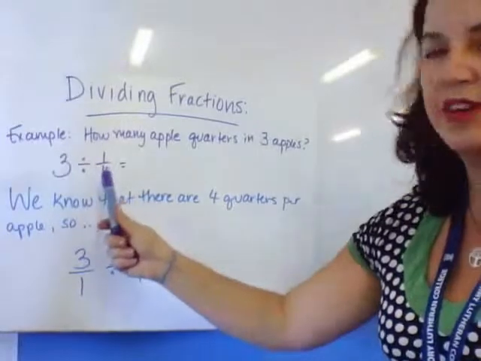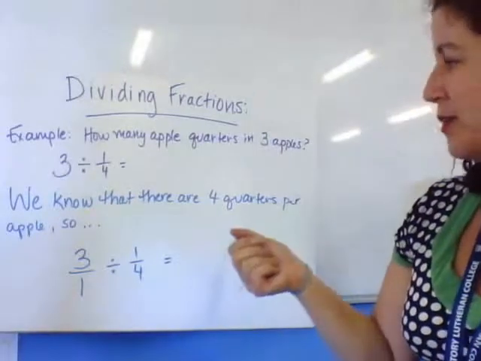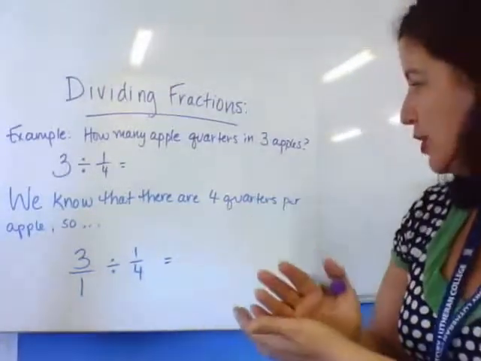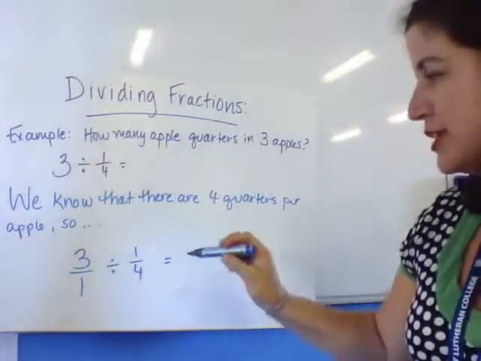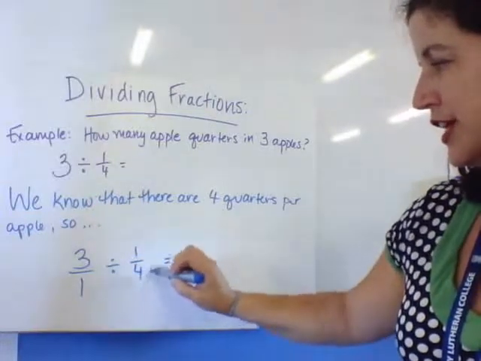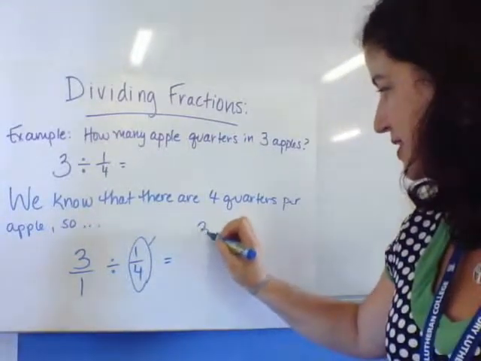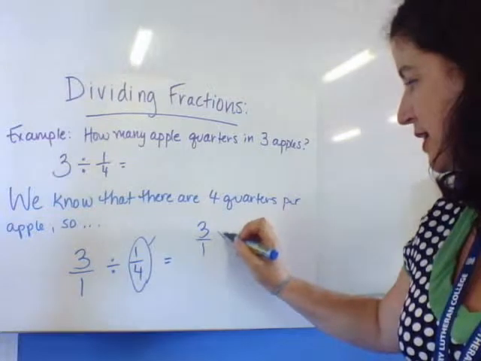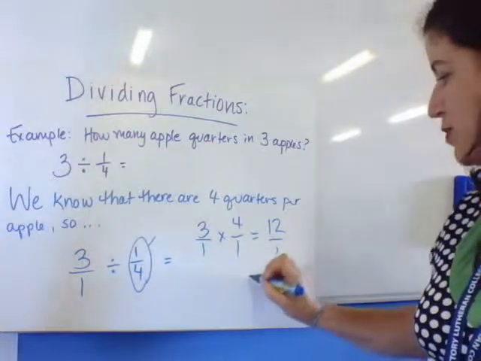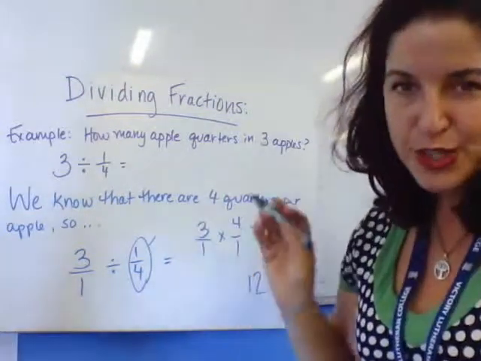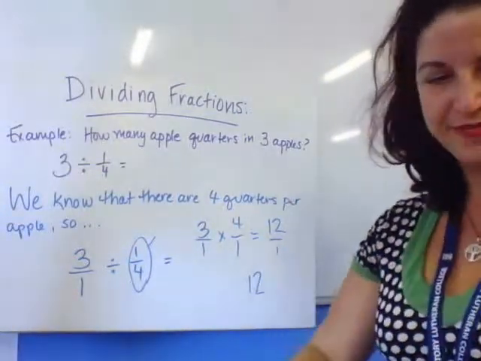You could write it like this, 3 divided by 1/4. But the thing is, how do we work that out? Our logic tells us there are 4 quarters per apple, and there are 3 apples. So the way you actually work that out is you flip that over. You invert the fraction you're dividing by, so that it looks like this: 3/1 times 4/1 equals 12/1, or 12. That's answering that question. There are 12 quarters in 3 apples. Okay? That's how it works.